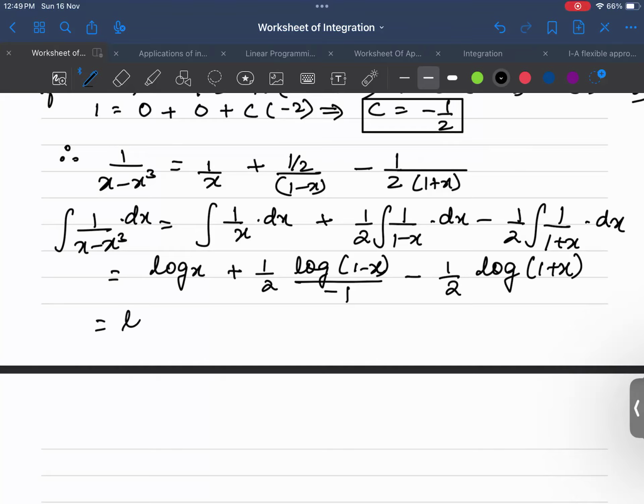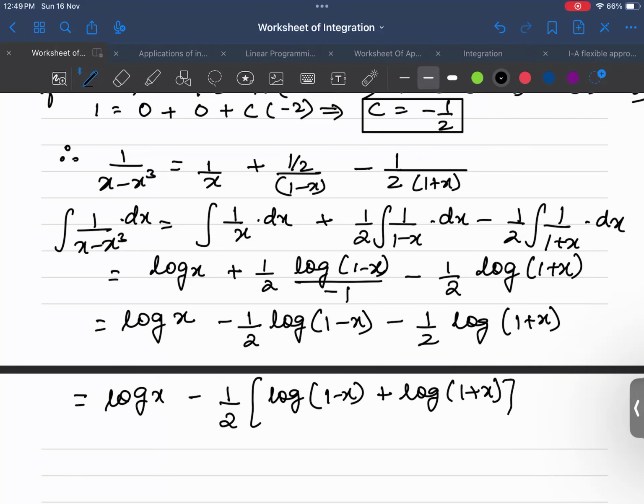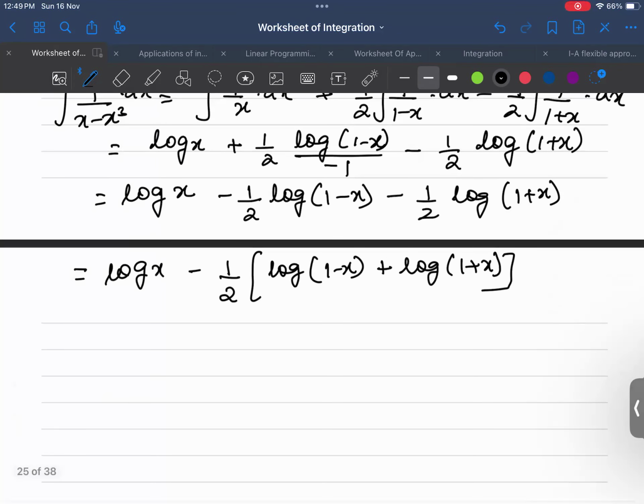Now the answer becomes log x minus, this minus sign will come outside, half log. Can I take log as common, or in the next step? Don't get confused. Okay, minus half log 1 plus x. Now, log x is there. I will take the half outside. It will become log 1 minus x plus log 1 plus x. I think it's clear.